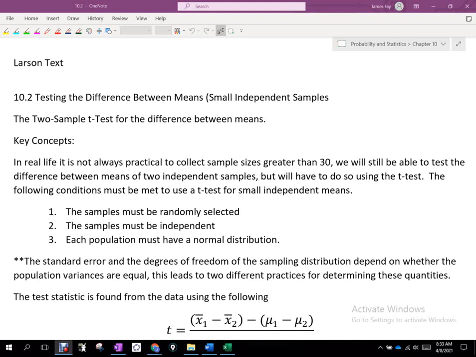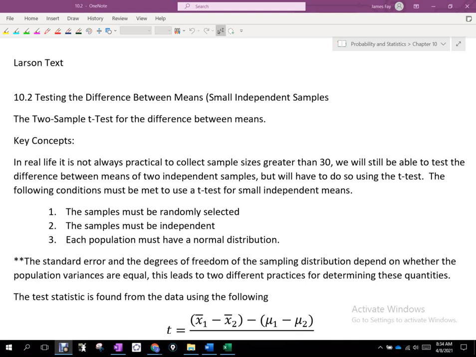All right, we're going to talk today about the situation where our sample is not big enough to use a Z distribution, or our two samples are not big enough to use a Z distribution, and what we do in place of that.